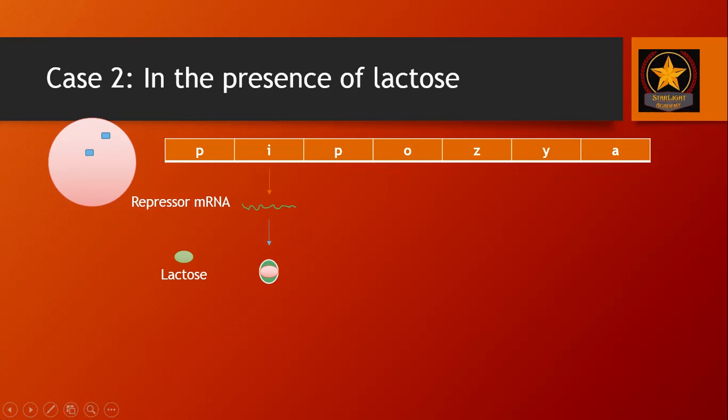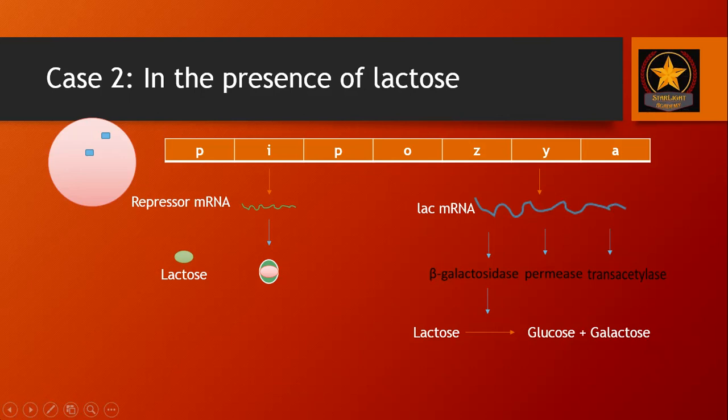Now, since the operator region is switched on, Z, Y and A genes are transcribed into a single mRNA called Lac mRNA. This Lac mRNA is later on translated to form three enzymes named beta-galactosidase, permease and transacetylase from the genes Z, Y and A respectively. Beta-galactosidase, as I said, helps in the metabolism of lactose into glucose and galactose. Permease permits the entry of more lactose into the cell, and transacetylase helps beta-galactosidase.